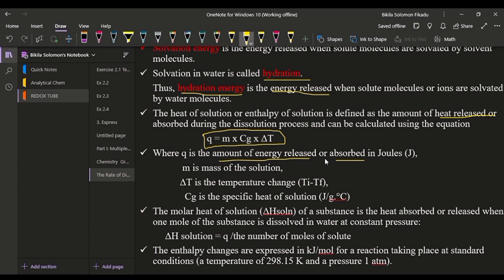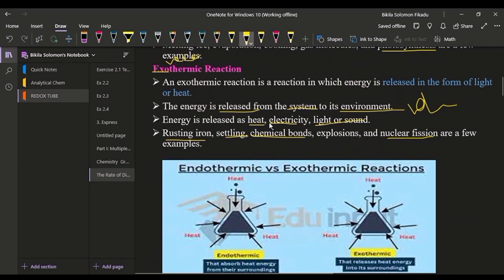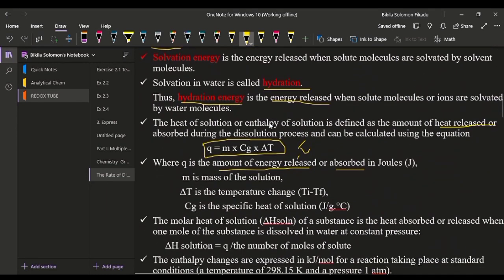Released maalidha? Exodha jechuudha. So akkuma asitti ibsina jechuudha. Released in exodha. So M is mass of solution, T is temperature change, Cg is specific heat of solution jechuudha. So formula kanaan maal arganna? Heat of solution yookaan enthalpy arganna jechuudha.